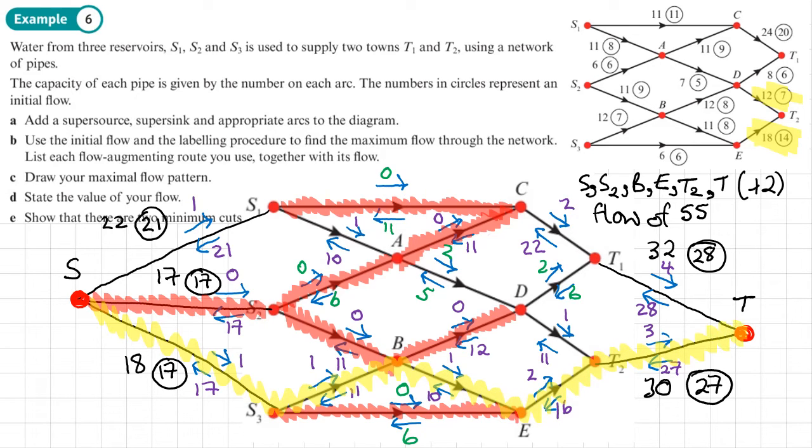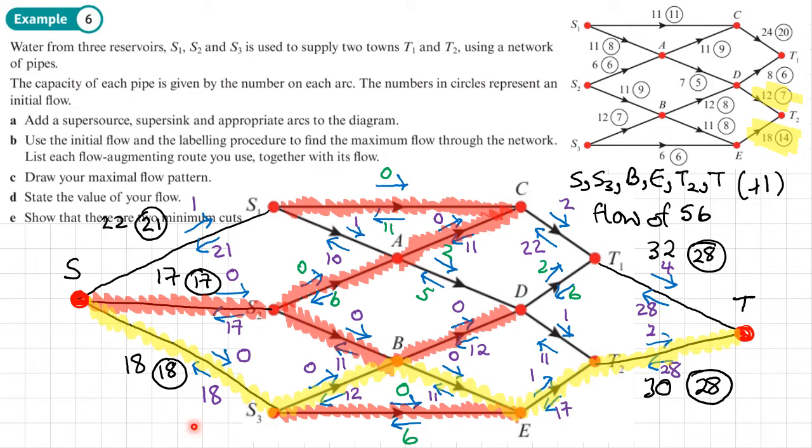So I've completed the changing of the values along that route, and I've changed the actual flow along those routes. This now changes to 18, this changes to 28. I've now got a flow of 56.